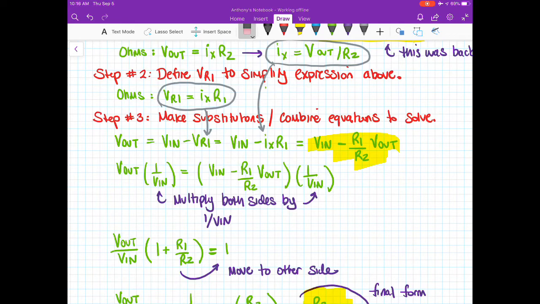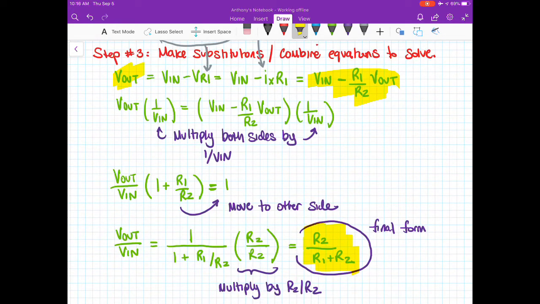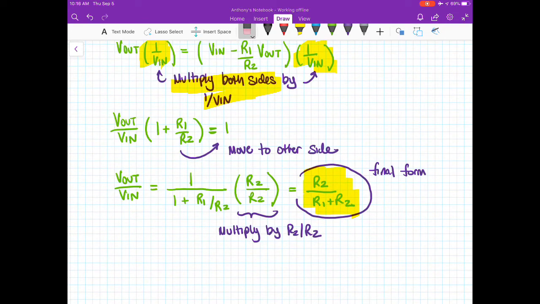Now what's next? So we have V out equals V in minus R1 over R2 times V out. We want to end up with V out over V in, and therefore it makes sense to multiply both sides by 1 over V in, which you can see here and you can see here. After we carry that through, we end up with the form of the equation as shown right here.